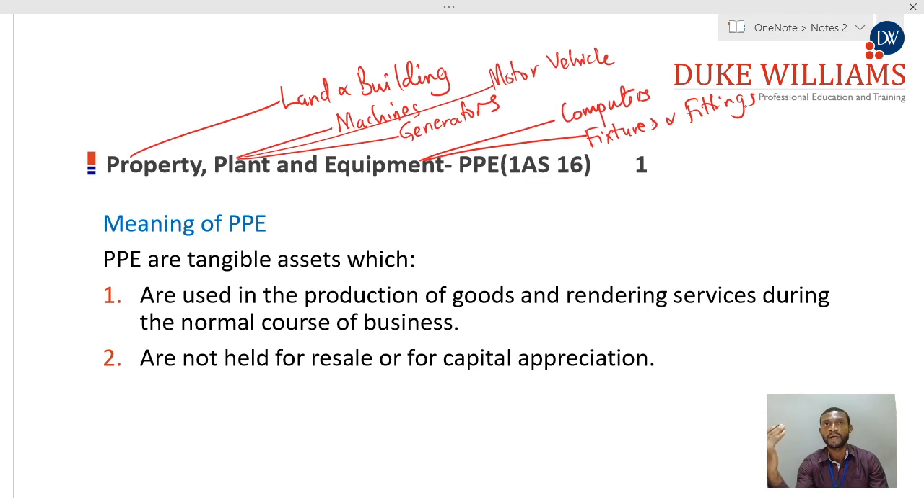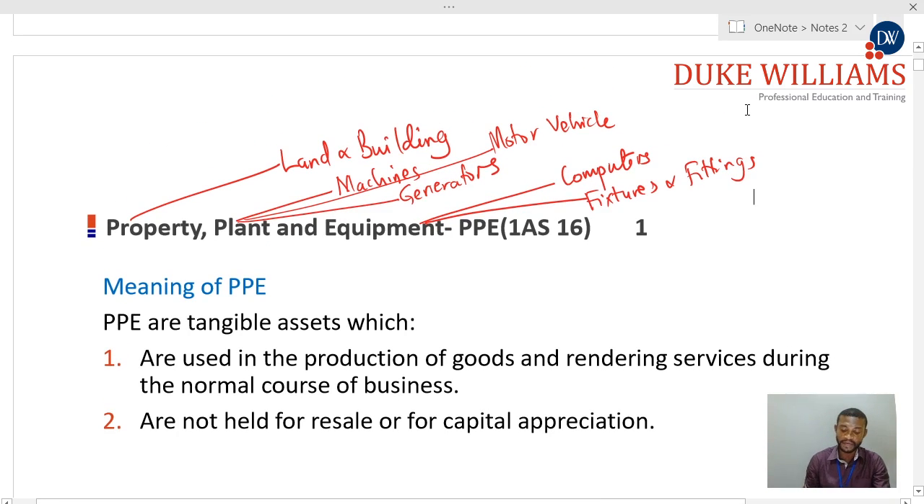Now, what do you mean by property, plant and equipment? You see, for all the examples of the assets I've listed above, the objective for buying or purchasing these assets is for use in the ordinary course of business. They are not held for sale. And they are not held for their capital appreciation. They are not held for rentals. So what it means is that if these assets are held for use in the production of goods or rendering of services in the ordinary course of business, then they are PPE.